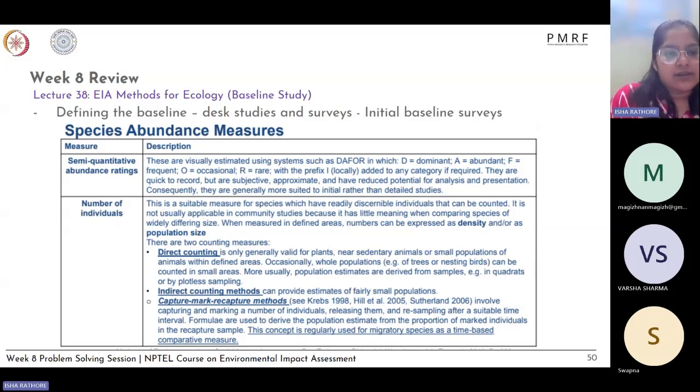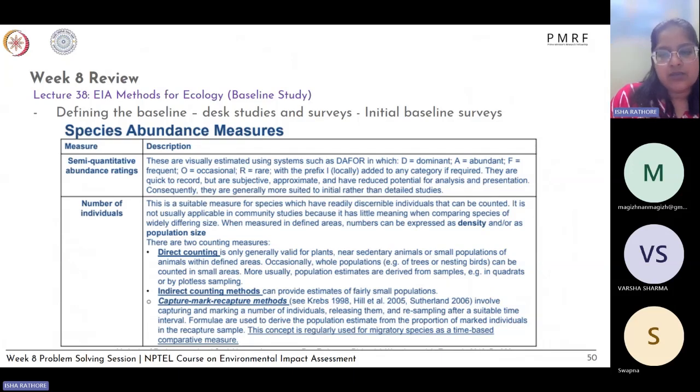So the second measure is the number of individuals. So in this, you can count the number of individuals. So you can express them as density or population size. So first is direct counting. You can directly count as one, two, three, four. If you can directly count like large trees, you can directly count large animals, and things like that. Then indirect counting methods. So these are done for fairly smaller populations.